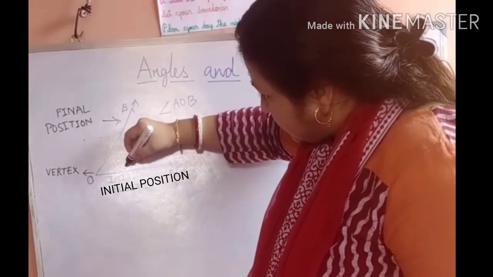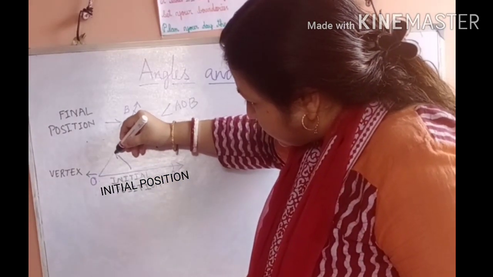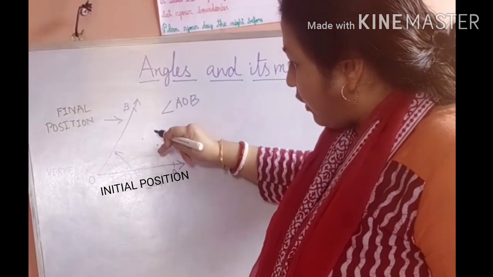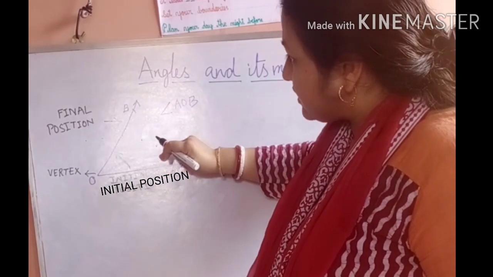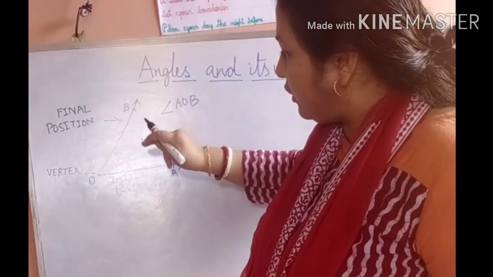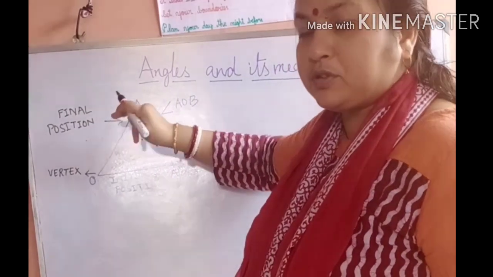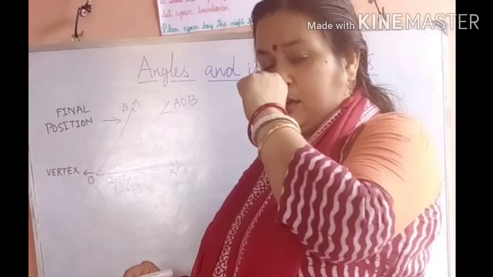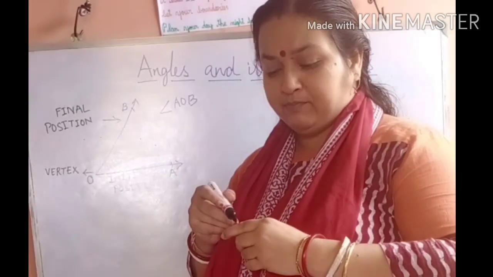That means this is the magnitude of this angle. The area denoted by this, where one arm is, we are bringing through, by rotating it about this vertex O, to this position. This amount of rotation is the magnitude of the angle.